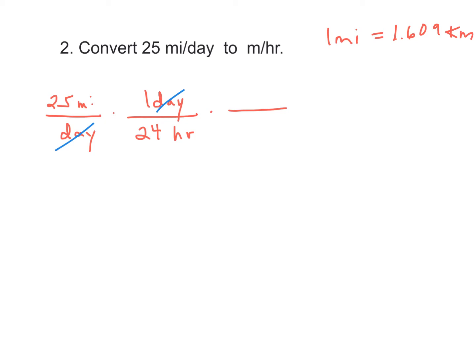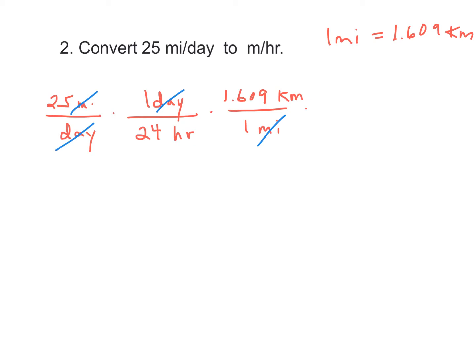Like the last problem, I need miles on the bottom. I have 1 mile, because I'm going to need that to cancel, is 1.609 kilometers. Now, a clever person might already know that that's 1,609 meters. That would have been a more direct way to do this problem, but I'm going to assume I forgot that fact. The miles are going to cancel. If I stop now, I'm going to have kilometers per hour.